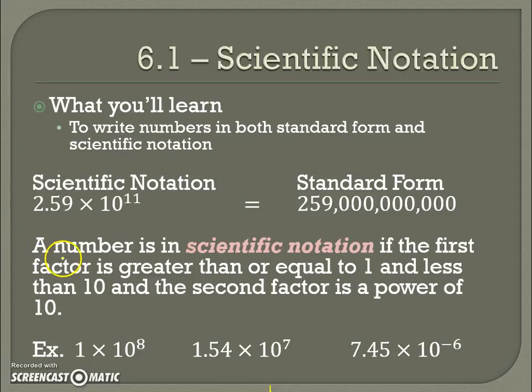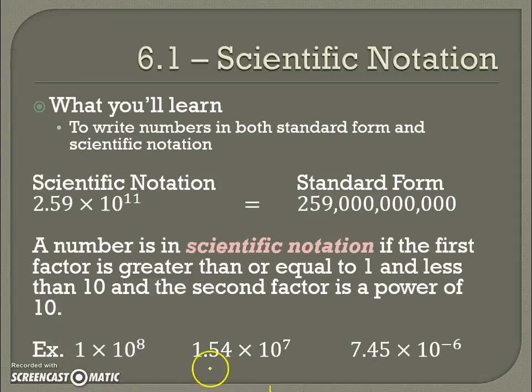Here it says a number is in scientific notation if the first factor is greater than or equal to 1 and less than 10, and the second factor is a power of 10. So make sure you copy this definition. This is very, very important. This first number is greater than or equal to 1 but less than 10. In other words, there is just a digit in the ones place. It must be that way.